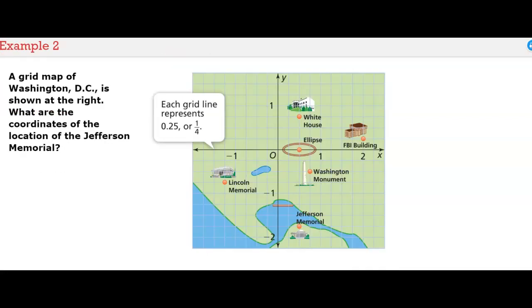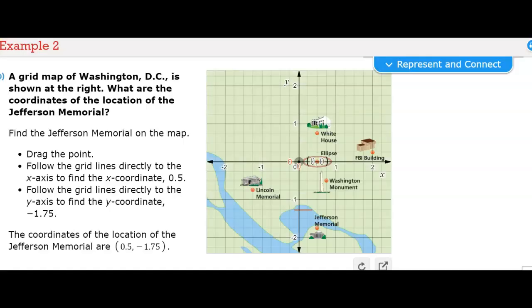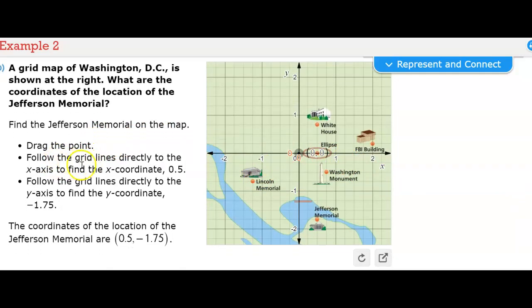A grid map of Washington, D.C. is shown at the right. What are the coordinates of the location of the Jefferson Memorial? So each grid line represents 1 unit. So we have to drag the point. So the point is right here in the middle. And it says drag it to follow the grid lines directed to the x-axis and to find the x-coordinate.